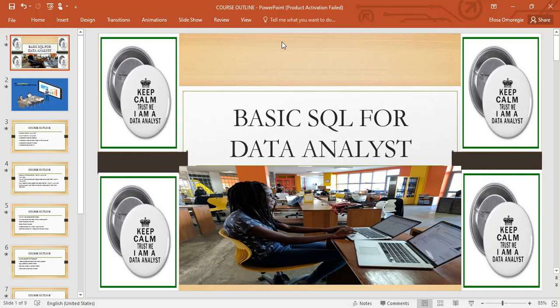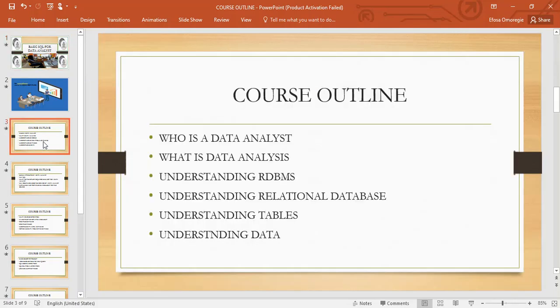So that's why we are going to start by laying the theoretical background for this course. As part of the course outline, we are going to be looking at who is a data analyst, what is data analysis, because if you want to become a data analyst, you need to know who is called a data analyst? What does a data analyst do on a day-to-day basis? What is the expectation of the management from you? What are they expecting you to do?